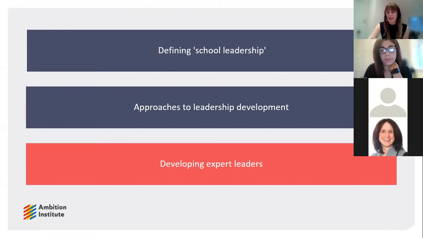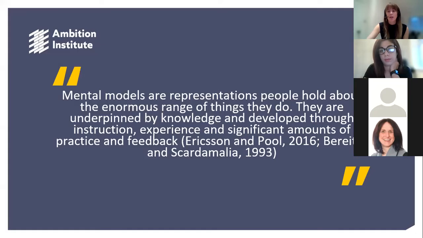At Ambition, nearly all of our content in all of our programs is built around supporting educators to build mental models that allow them to deal with the persistent problems of their role. And it is in building these strong mental models that literature suggests is responsible for expertise. Just knowing things, so formal knowledge, does not equal expertise. Knowledge needs to be organised in a way that allows it to address problems. A mental model is the knowledge an individual holds and how it's organised to guide action. They are representations people hold about the range of things they do, underpinned by knowledge, developed through instruction, experience, and practice and feedback.